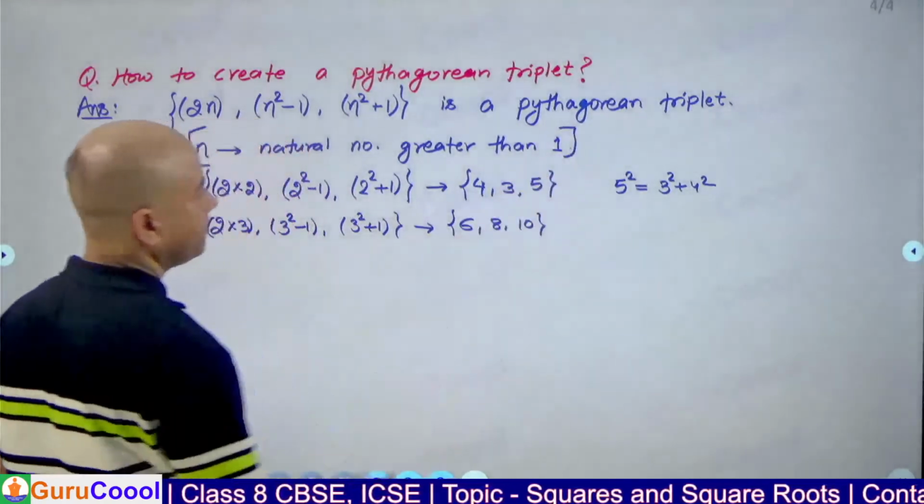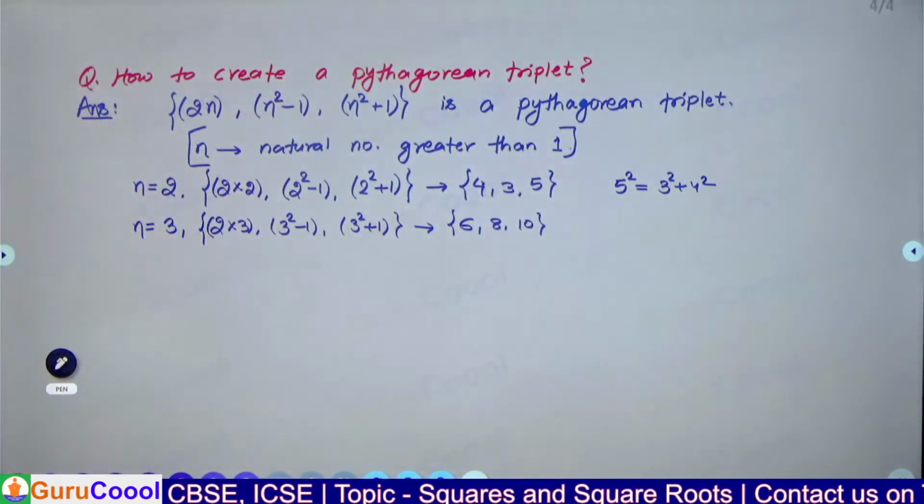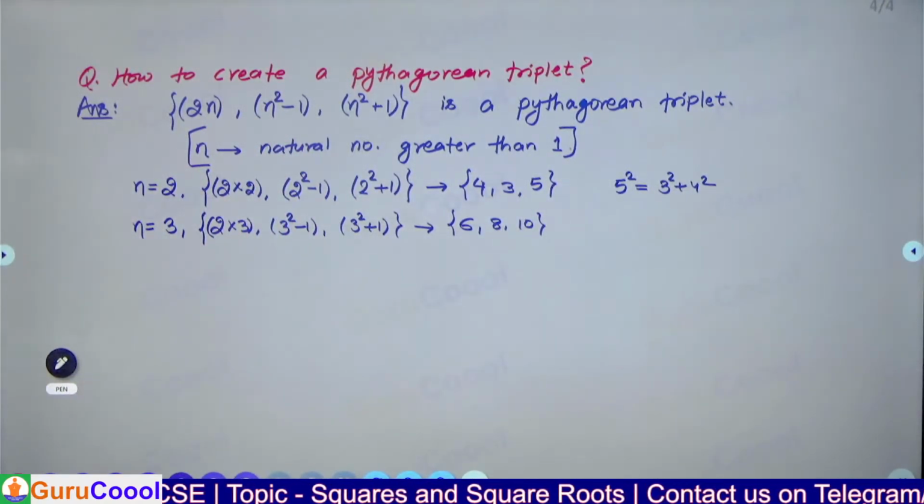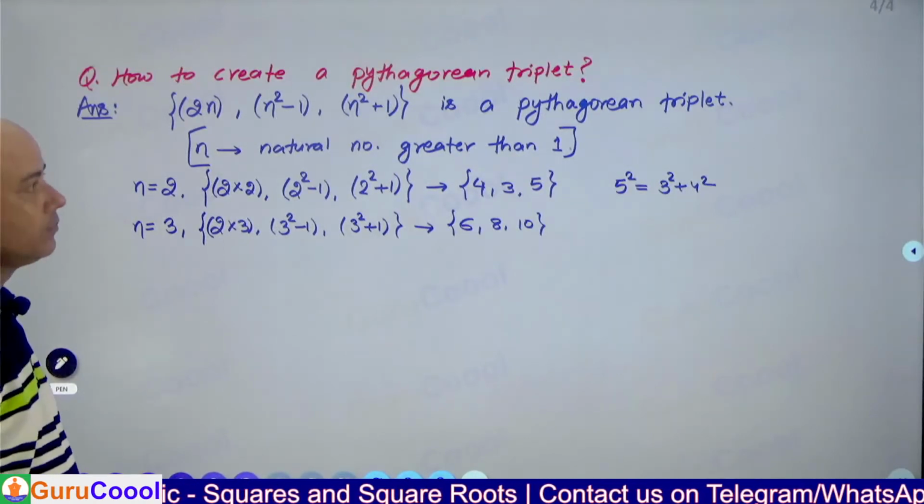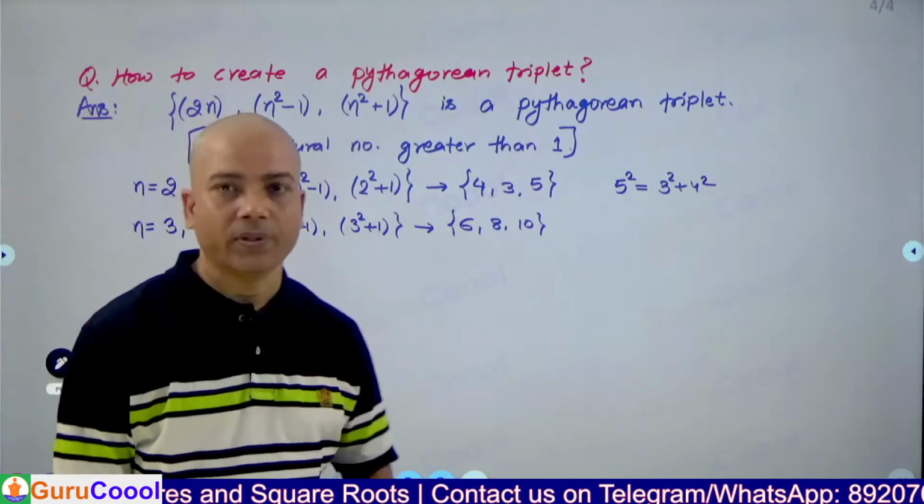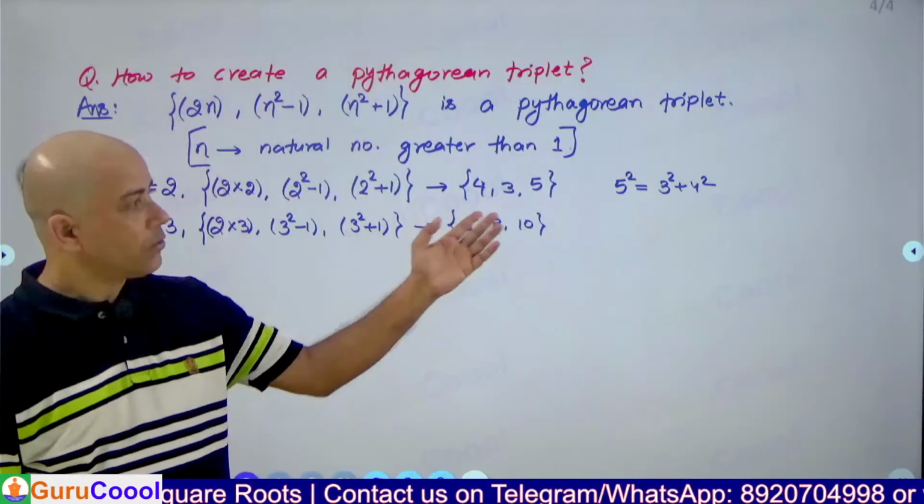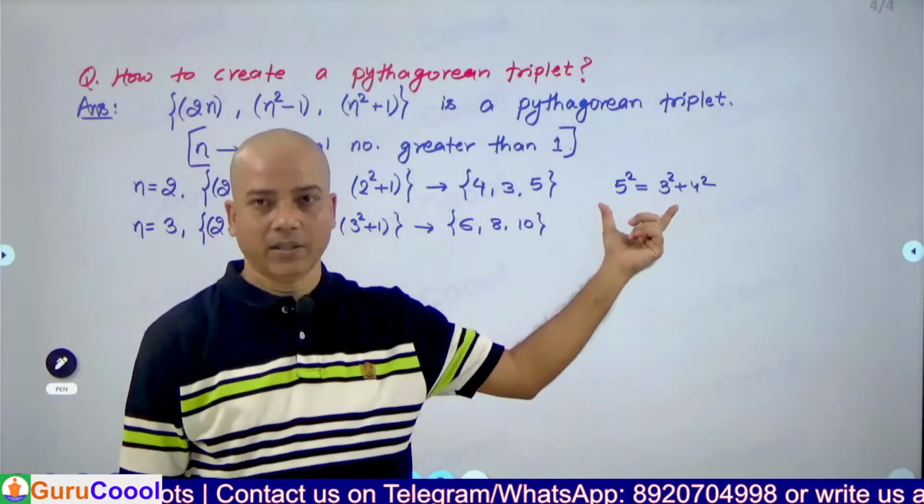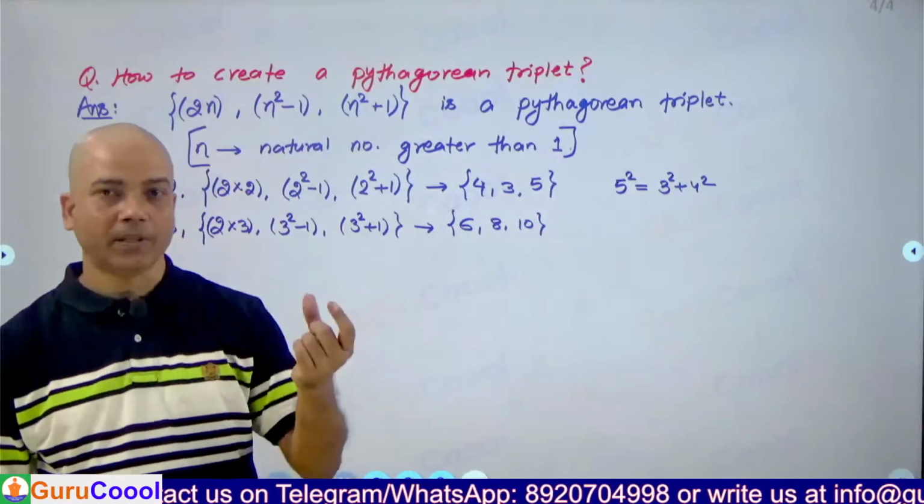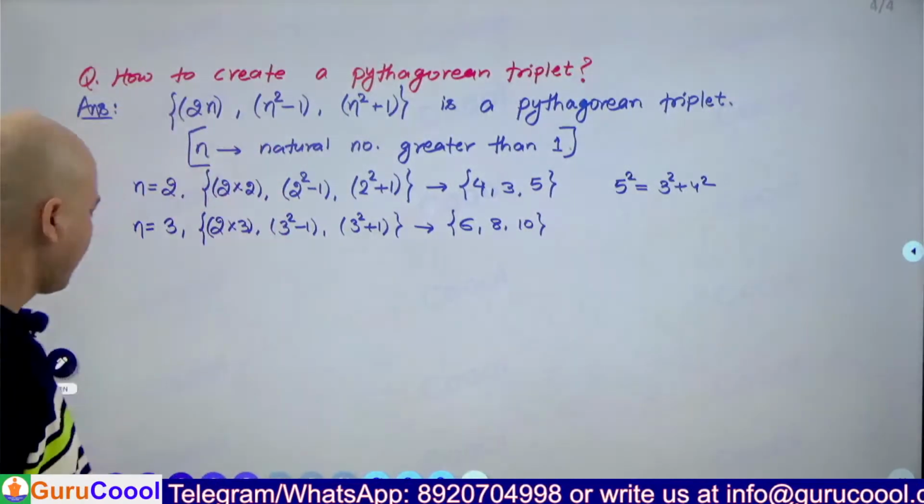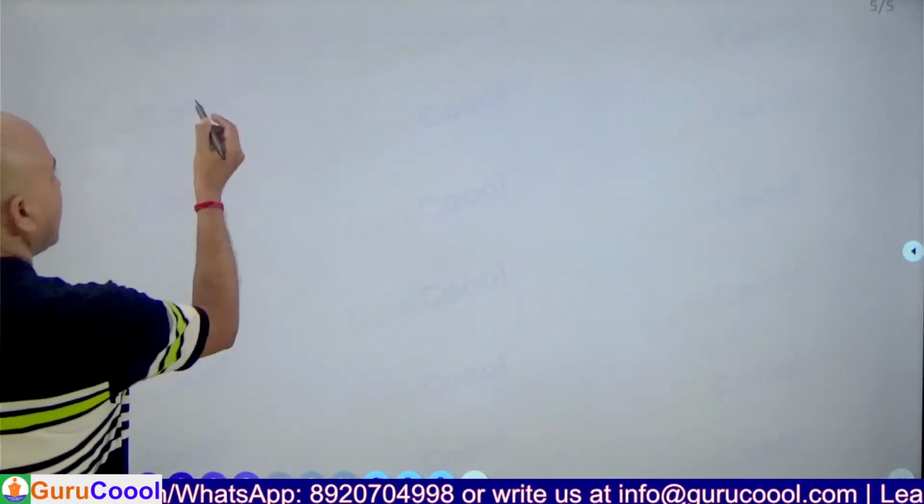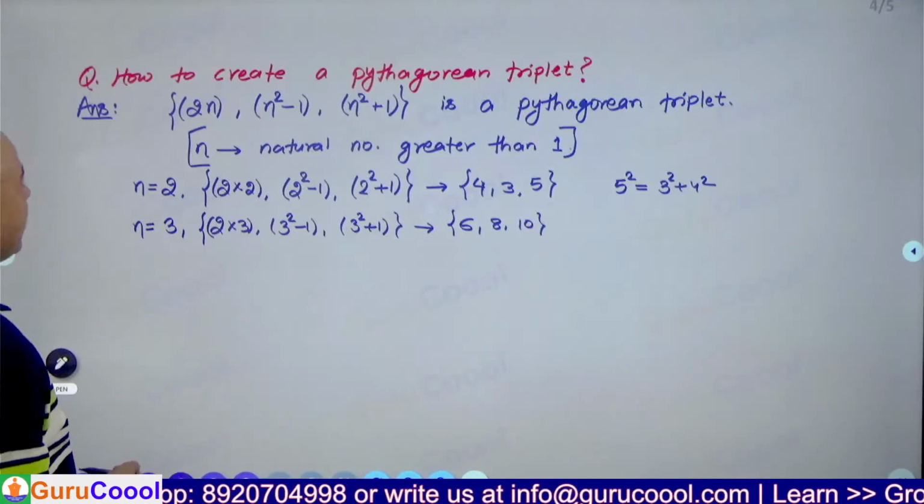Any query? No, sir. These are all the properties of squared numbers. Squared numbers can create this magic, like the Pythagoras theorem. Let us see another magic of squared numbers.